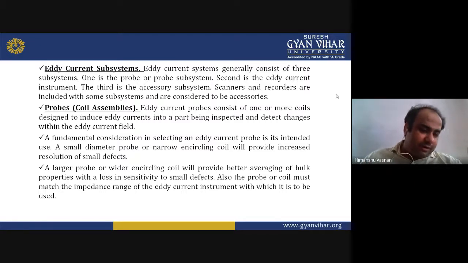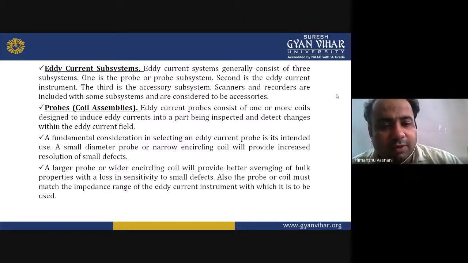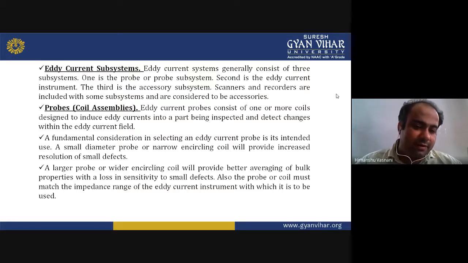A fundamental consideration in selecting an eddy current probe is its intended use. A small diameter probe or a narrow encircling coil will provide increased resolution of small defects. A larger probe or wider encircling coil will provide better averaging of bulk properties with a loss in sensitivity to small defects. Also, the probe or coil must match the impedance range of the eddy current instrument with which it is to be used.